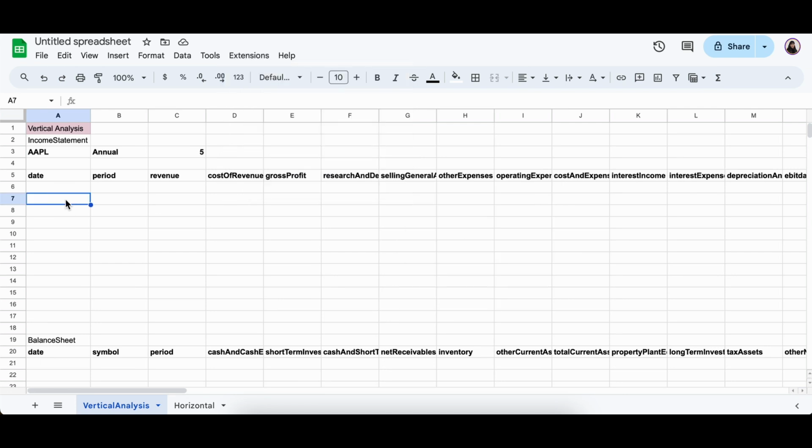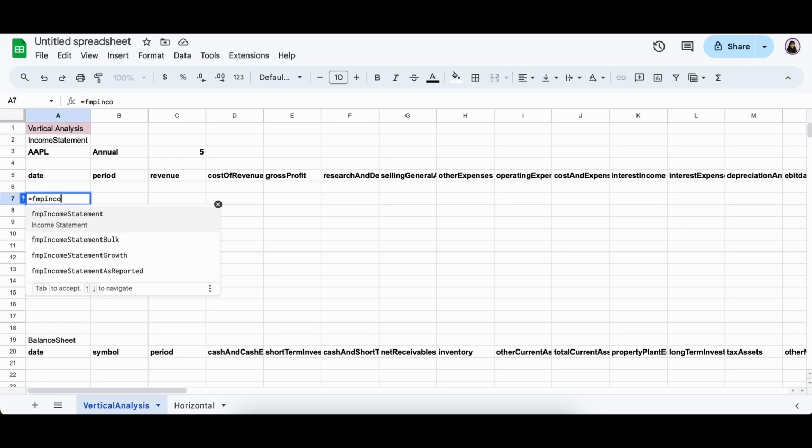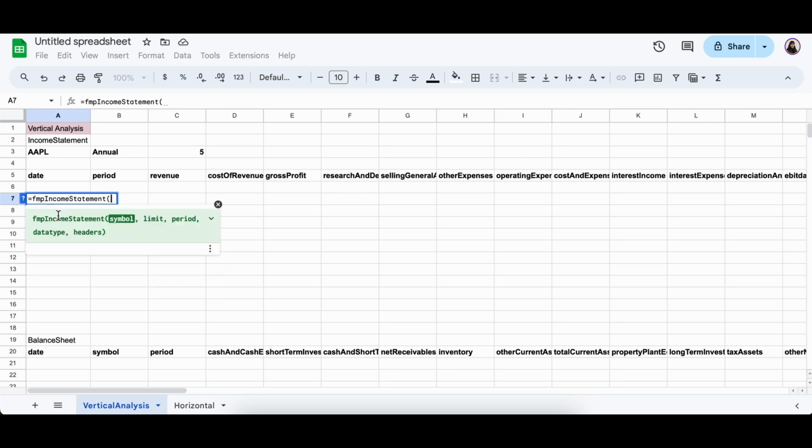Then you open your Google Sheets, and I've prepared a simple sheet for you over here with the stock ticker, annual report, and 5 years. Then you press equal FMP income. You see the income statement, and you have 5 different fields.